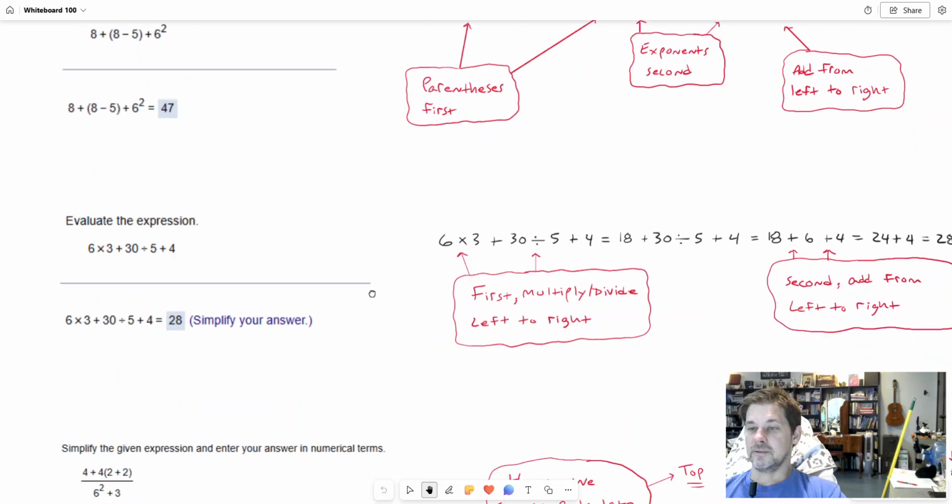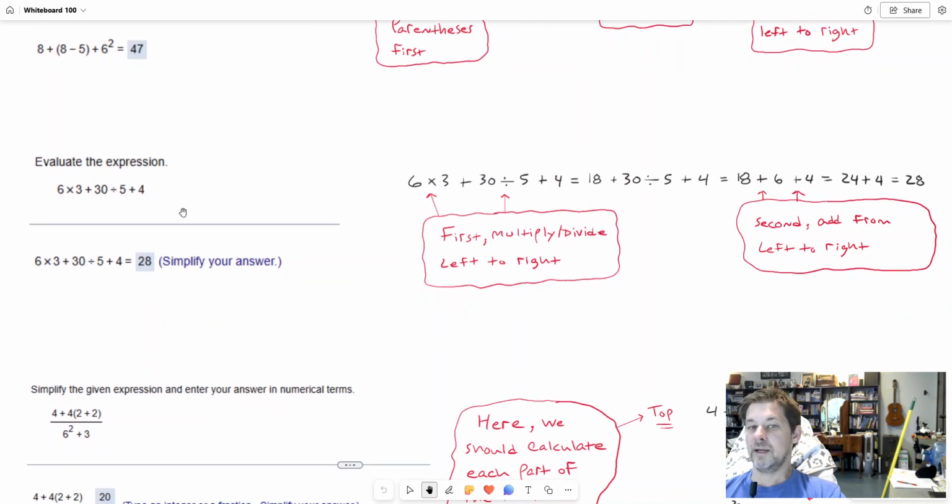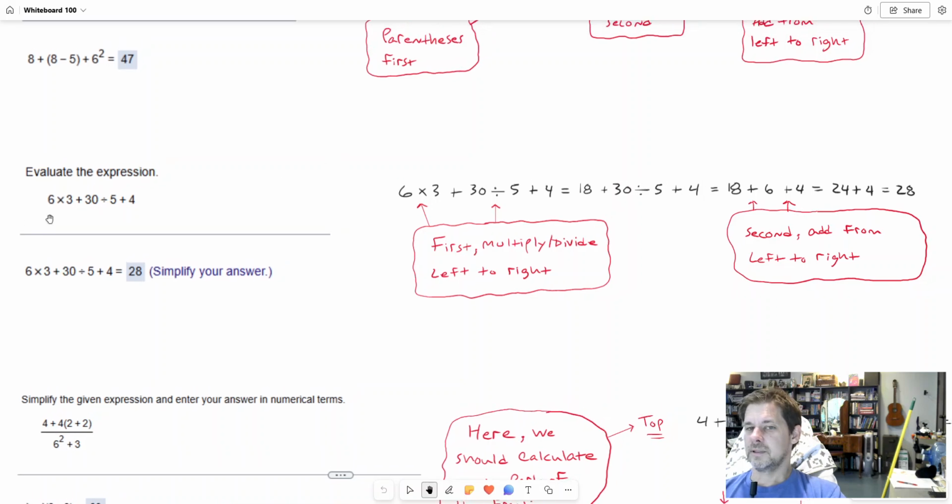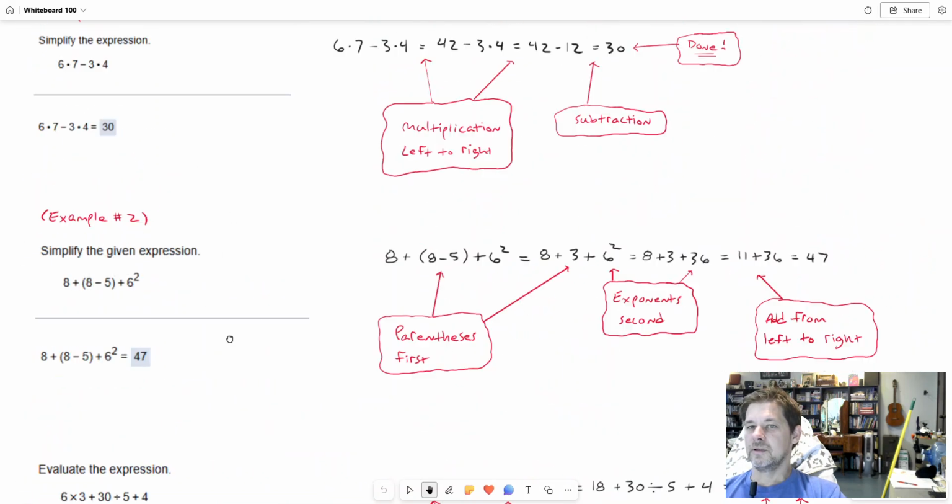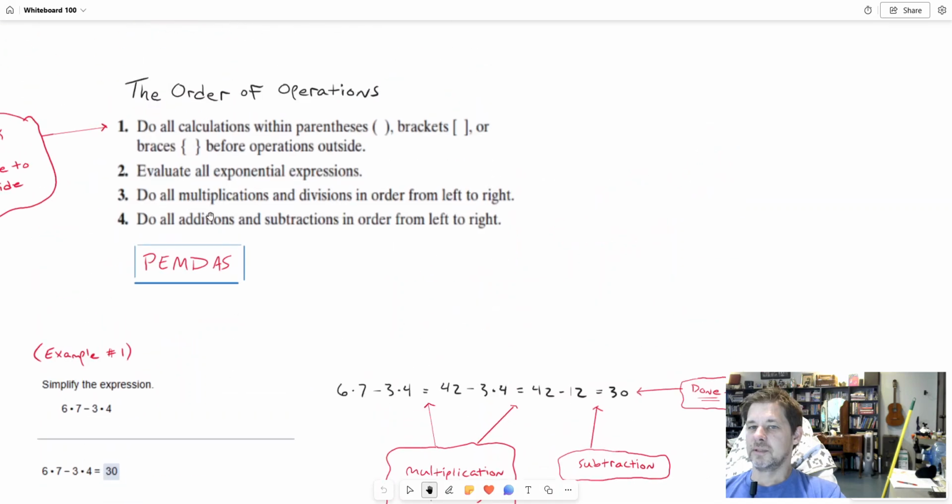Right, let's look at this one. So what do we have here? 6 times 3 plus 30 divided by 5 plus 4. So I've got multiplication, division, and then 2 additions. So where do we start with that one? Well, notice how in the order of operations, multiplication and division are considered part of the same step. They come before additions and subtractions, but we do multiplications and divisions as we see them reading the problem from left to right.